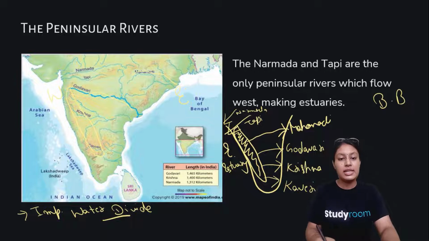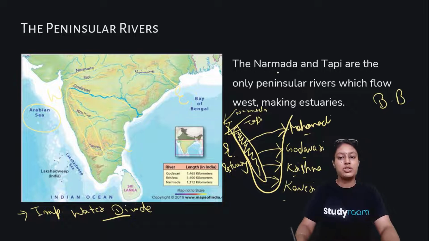We have Mahanadi, we have Godavari, we have Krishna here, and we also have Kaveri. So these are majorly four rivers: Mahanadi, Godavari, Krishna, and Kaveri, and the other two small rivers which flow towards the western side and merge in the Arabian Sea are the Narmada River and Tapi River. Narmada and Tapi are the only peninsular rivers which flow west, making estuaries.